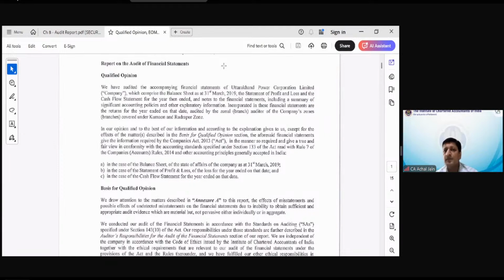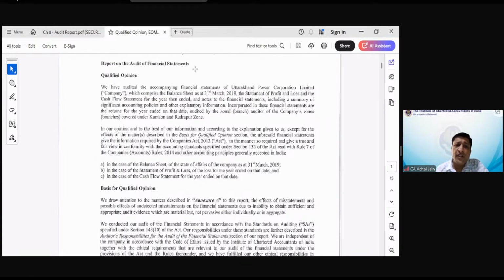Understood? Yeah. Now, let's read the language. Let's see as to how the qualification will be put down. So the first para will be similar. Similar means the one that we saw in the unmodified audit report.